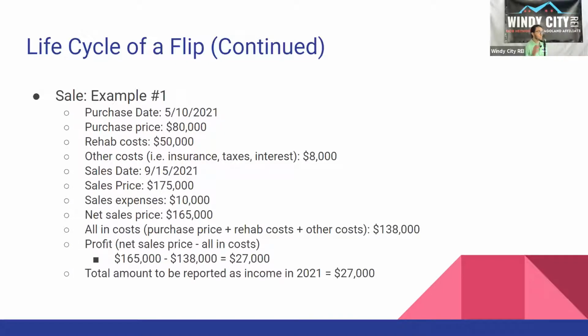The next thing, we'll go through 2 examples here of sales of flips, and it's basically just going to be the same facts effectively, except the date is changed. So the purchase date that you bought it was 5/10/21. You bought it for 80, you put in 50, and then any other costs incurred with the project were about 8. So in effect, you're all in for 138.